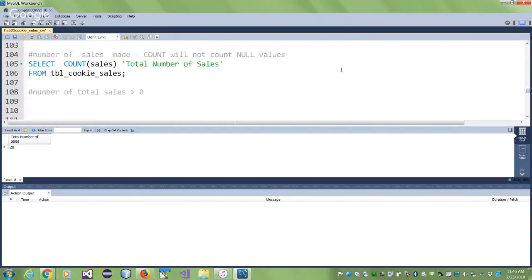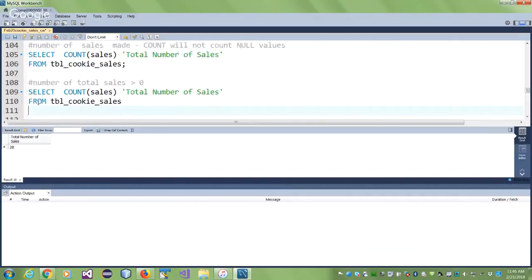So count is another function. Again, all it is doing is counting how many times. Now it says, I want to count, but I only want to count where the number of sales is greater than 0. So all you do is this. Remember your where? And your sales value should be greater than 0. So you don't want to count values in which the sales are 0.